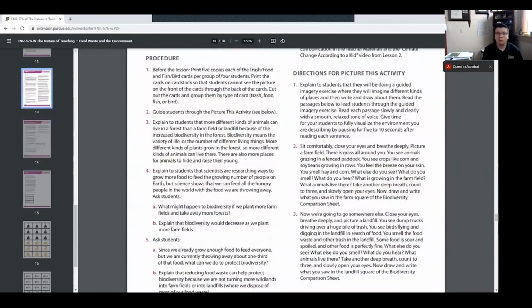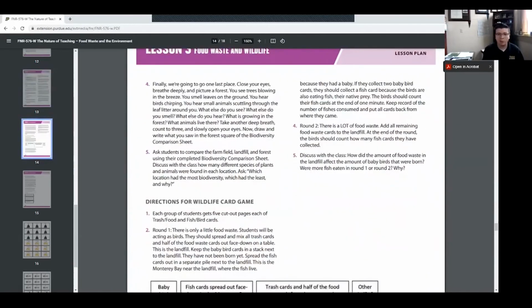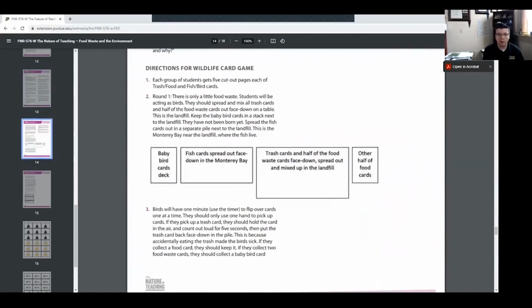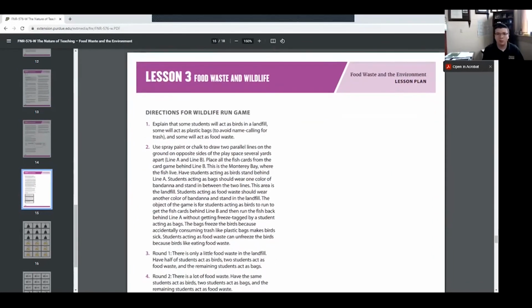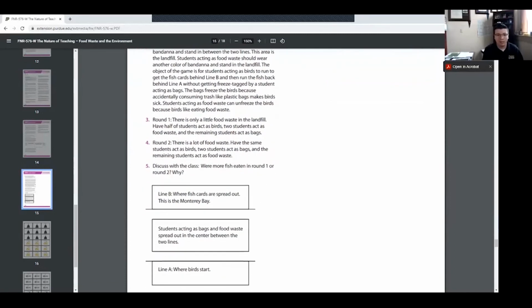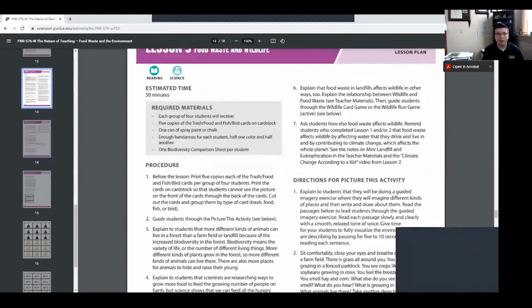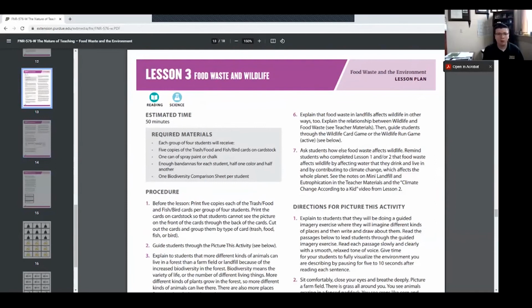So as I mentioned, there are specific instructions for the picture this activity, as well as for the directions for the wildlife card game. So you can see some of the examples right here written out for you. Always love the lesson guides because they're very specific and going to answer most of your questions. But as always, if you run across something, feel free to get in touch with us. You can also see on page 15 directions for the wildlife run game, as well as specific examples of how to go about that. So this was lesson number 3, food waste and wildlife. If you have any questions, as I said, please let us know. But best of luck with your lesson, and thank you for watching.